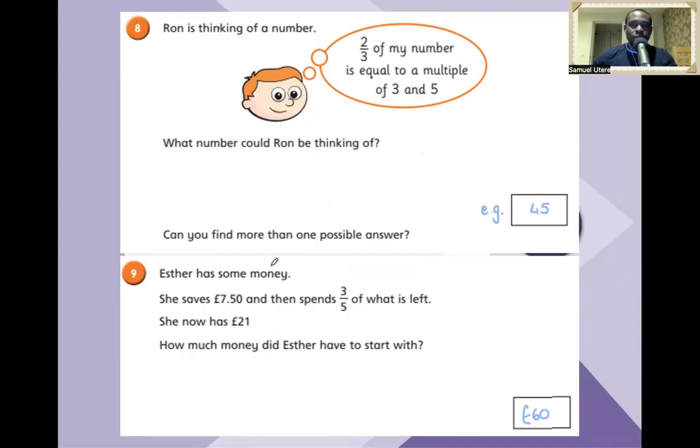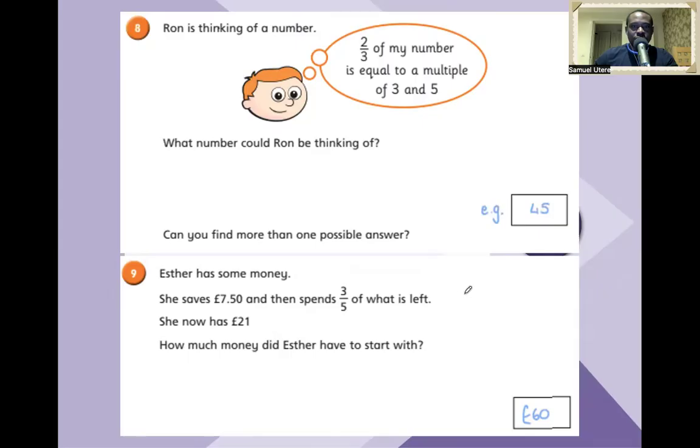Yeah. And then Esther has some money. So she saves £7.50 and then spends 3/5 of what is left. She now has £21. How much money did Esther have to start with? Okay, this one could be a bit challenging, but let's do it. So Esther has some money. She saves £7.50, and then spends 3/5 of what is left.